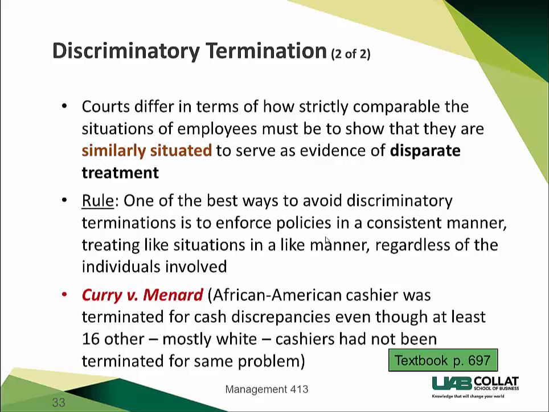Courts differ on just how strict they will be in looking for a similarly situated person, but a good rule of thumb is to enforce termination policies in a consistent manner, regardless of whether or not someone is in a protected class. Look at the example on page 697 of your textbook where an African American cashier was terminated for discrepancies in her cash drawer, even though at least 16 other mostly white cashiers had not been terminated. That sounds like disparate treatment.